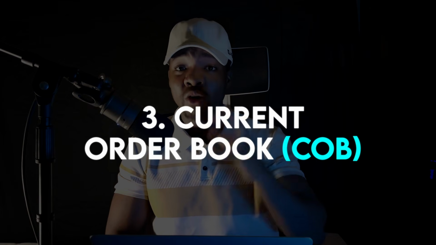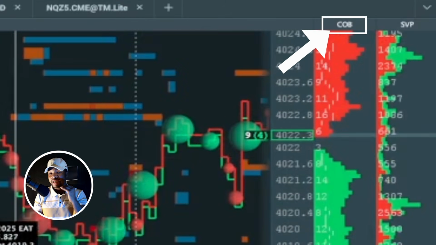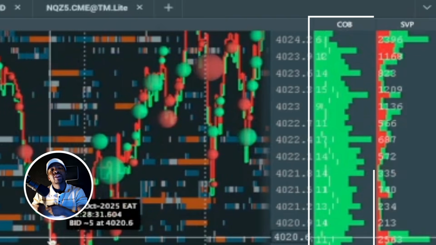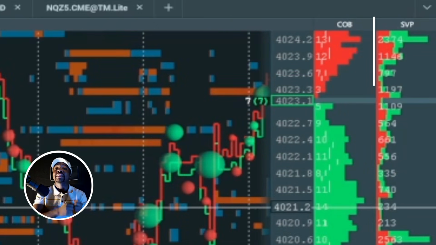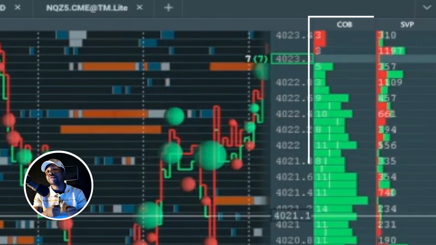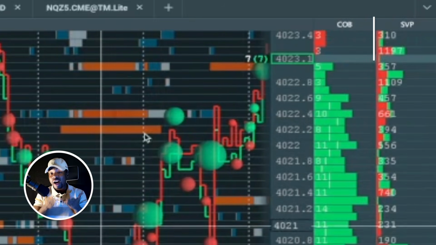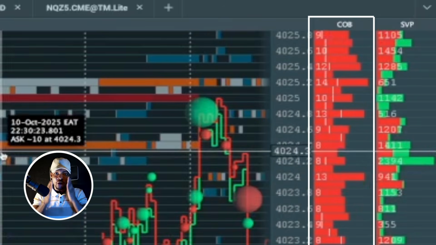Now, number 3 is the current order book, or the COB. On the right side, you see the COB, which stands for the current order book. It's the actual live feed of all the buy and sell limit orders. In real time, you're seeing where the buy and sell limit orders are sitting in the COB.